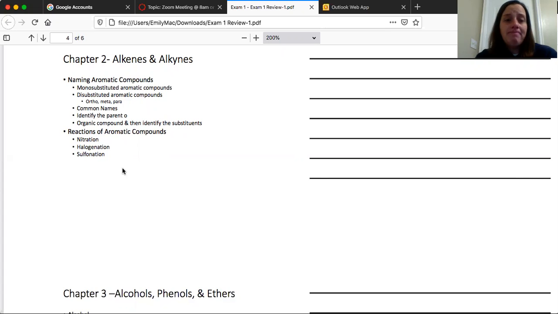Okay, so naming aromatic compounds. Remember, with mono-substituted compounds, we don't need a number. Remember, it's always on carbon 1. Di-substituted aromatic compounds, we can use the ortho, meta, para, or you can use the numbers. If I ask specifically for ortho, meta, para, then make sure to give it. But if I'm not asking specifically, you can use either one.